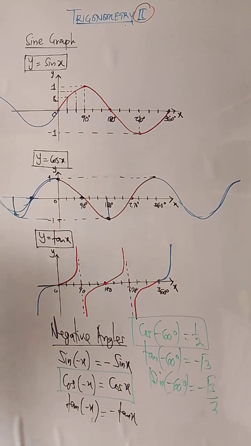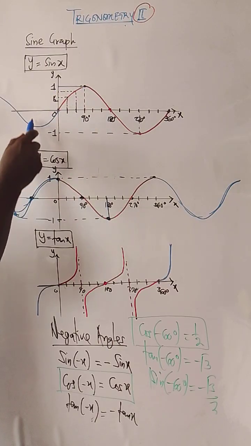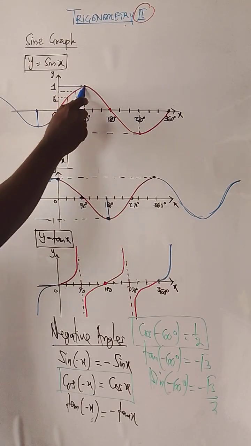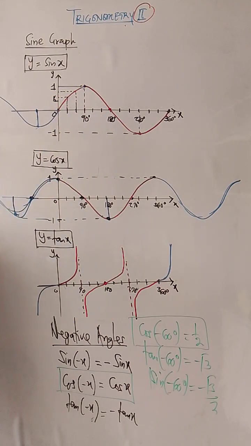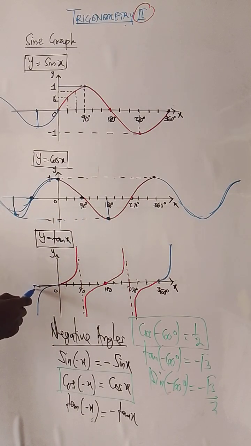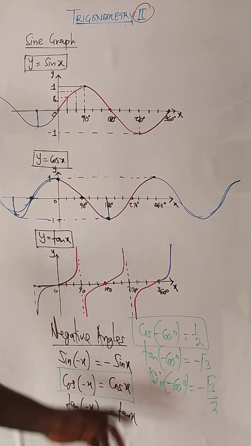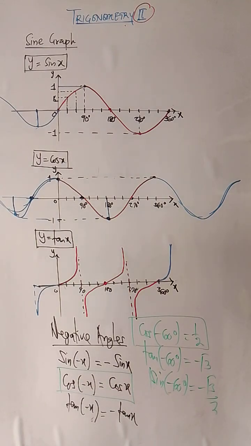It's symmetrical. But for this one, look at sine 90 here, 1. Look at sine minus 90 here, minus 1. It's negative. Same thing goes for tan. Look at tan 90 is rising up, positive. Here, tan minus 90 is going down, negative. So you can show that from the graph, that cos of a negative angle is the cos of the positive angle.